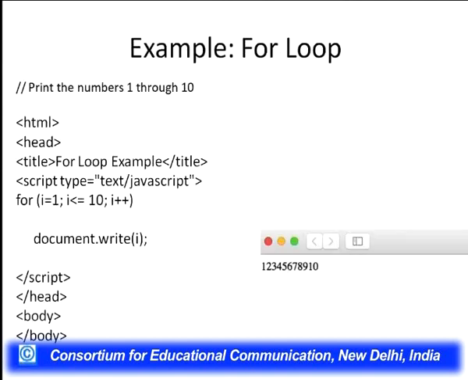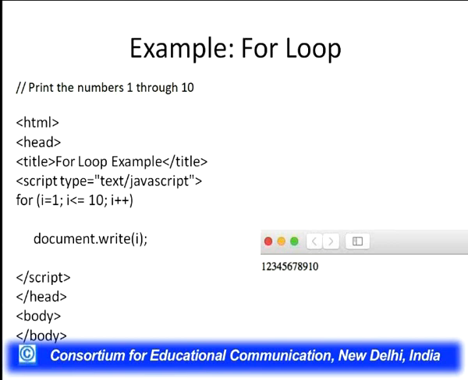So here is a simple for loop example. This loop will again do the same thing: it will print numbers from 1 to 10. You can see we have specified a for loop, using a counter and initializing it as I equal to 1, where I is any variable that you take as the counter. Then you have specified the condition I less than or equal to 10.